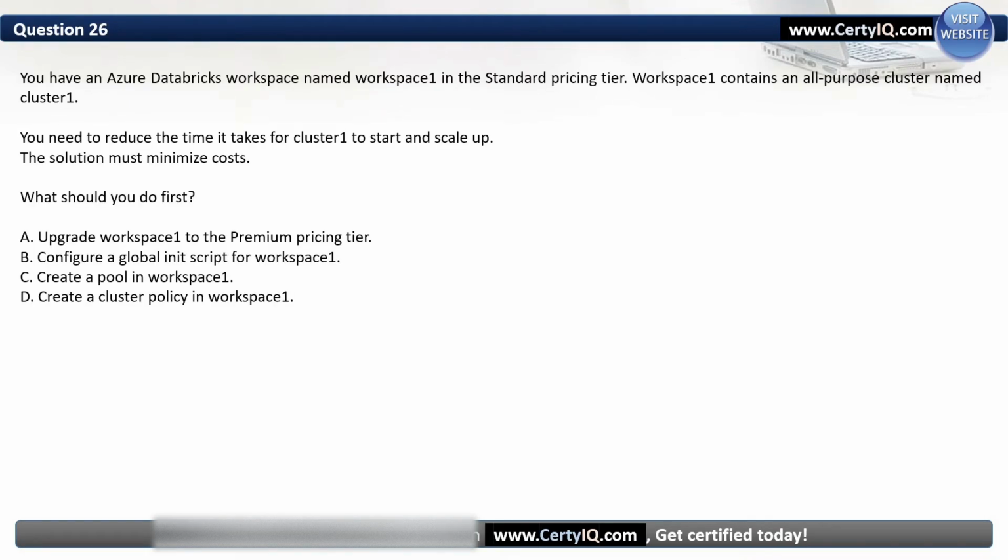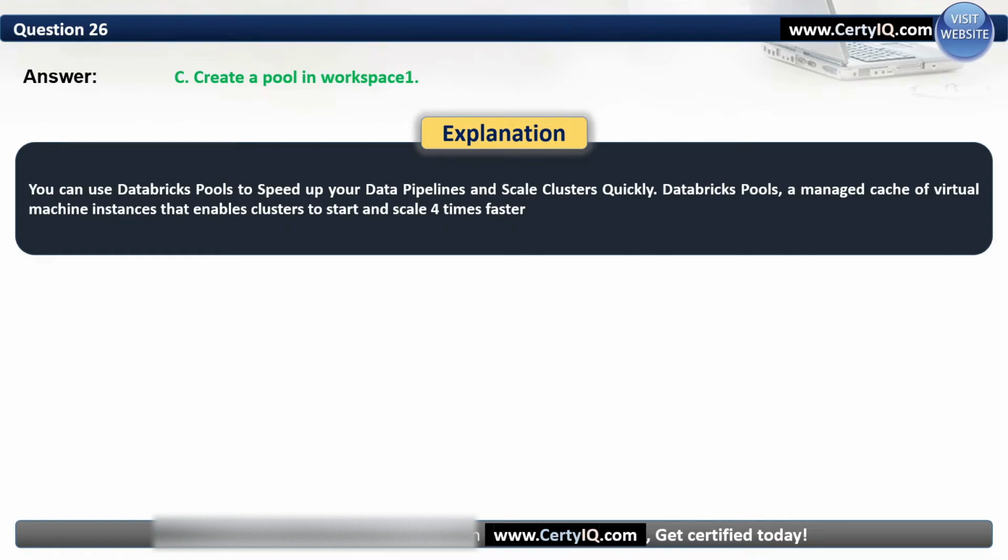Question 26. You have an Azure Databricks workspace named Workspace 1 in the Standard pricing tier. Workspace 1 contains an all-purpose cluster named Cluster 1. You need to reduce the time it takes for Cluster 1 to start and scale up. The solution must minimize costs. What should you do first? The correct option is C. Create a pool in Workspace 1. You can use Databricks pools to speed up your data pipelines and scale clusters quickly. Databricks pools are a managed cache of virtual machine instances that enables clusters to start and scale 4 times faster.